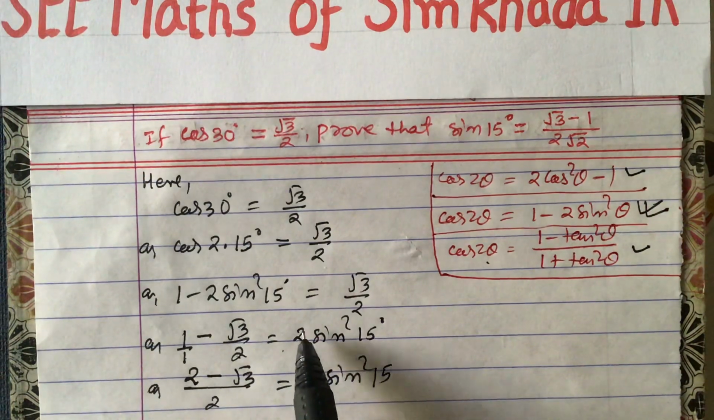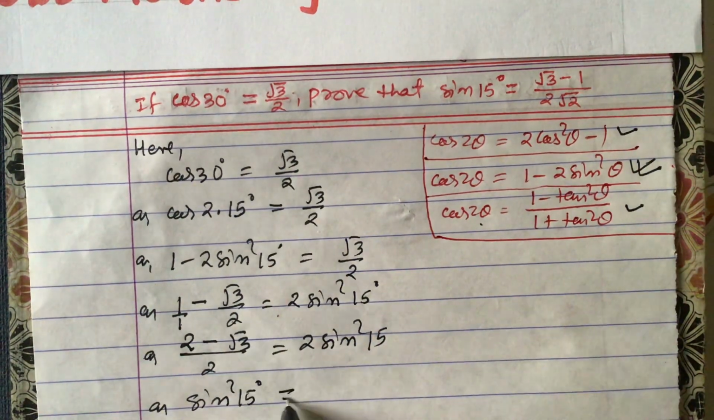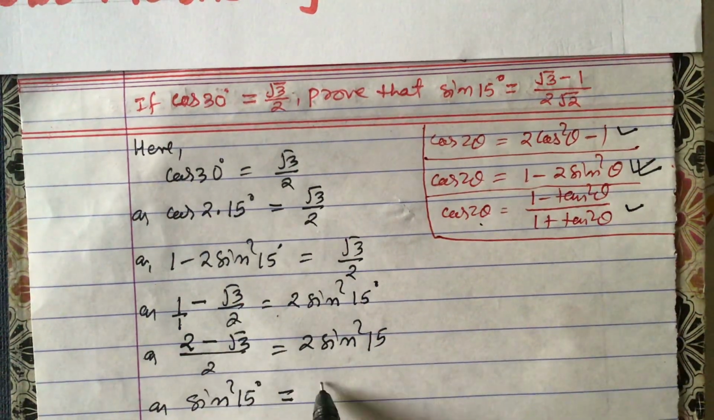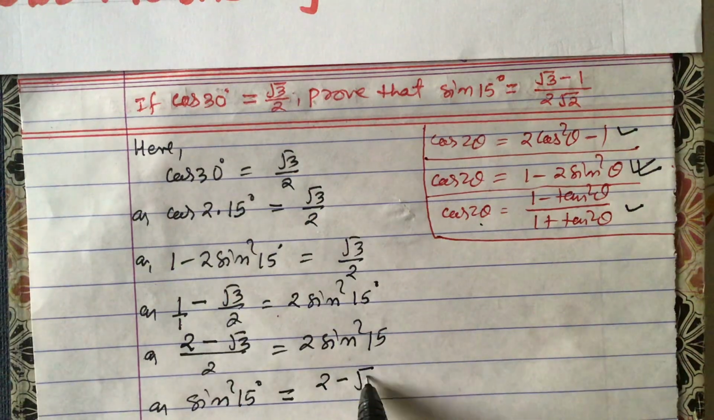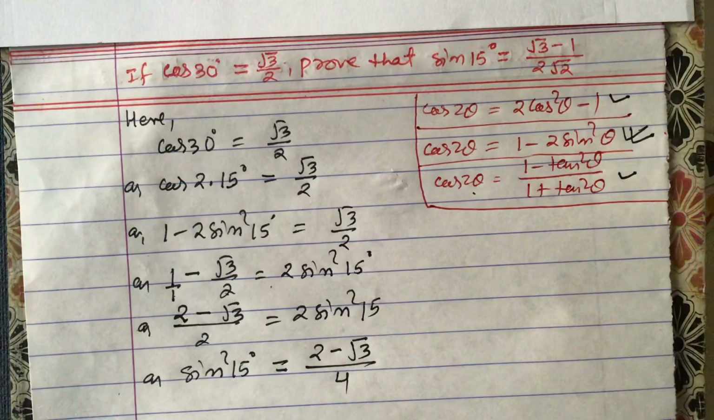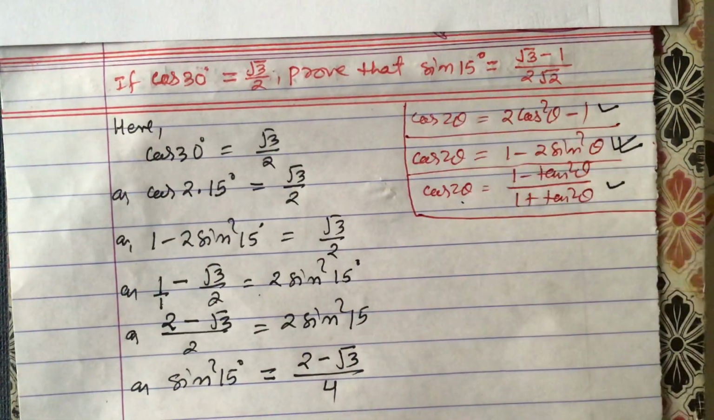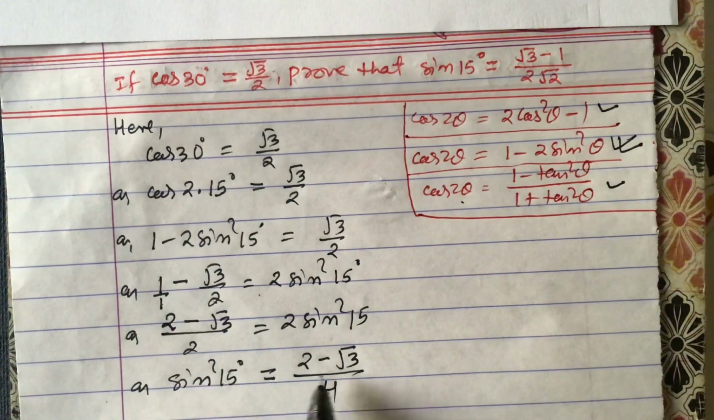Now this 2 also we can transpose to this side, so you will get sine square 15 degree only. Sine square 15 degree is equal to, if you transfer this side, it will be 2 minus root under 3 divided by 4. Now look here. We are asked to find the value of this sine 15 degree. We got here sine square 15 degree.